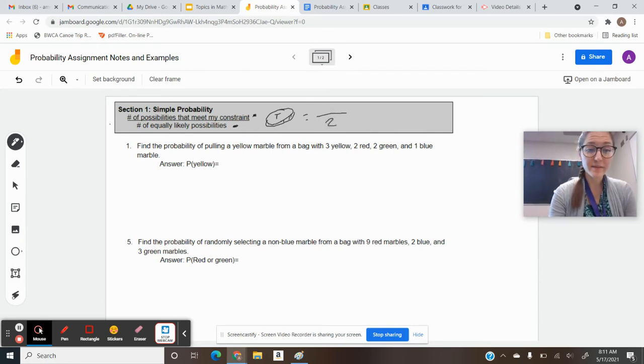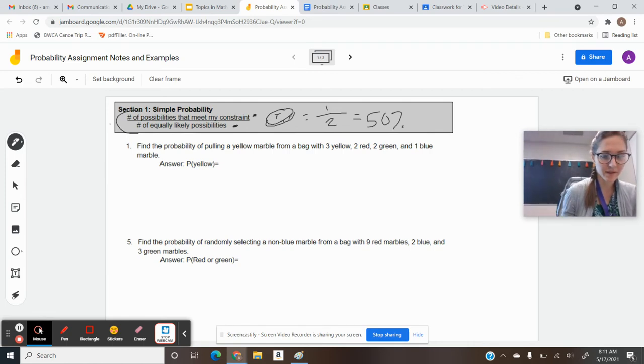All right, the number of possibilities that meet my constraint, or the number of possibilities to get the result that I want. I want to get tails. That's one result. So that would go on the top. So when flipping a coin and hoping to get tails, I have a 50% chance. I chose that as an example because I figured you guys probably already knew that flipping a coin was 50-50, but this is an easy way to work through how to do this in probability.